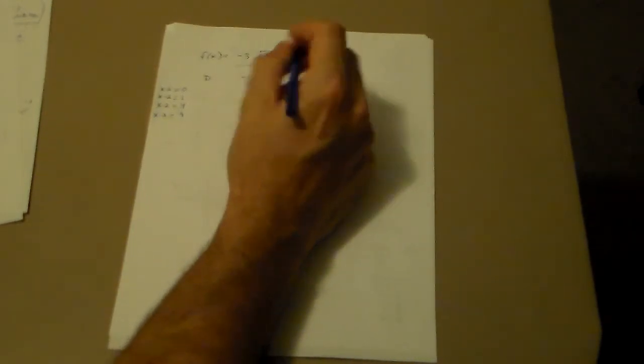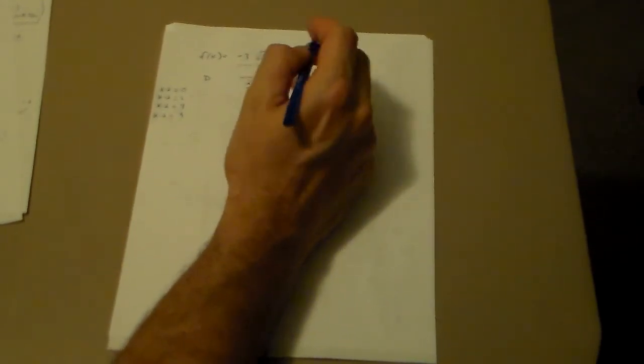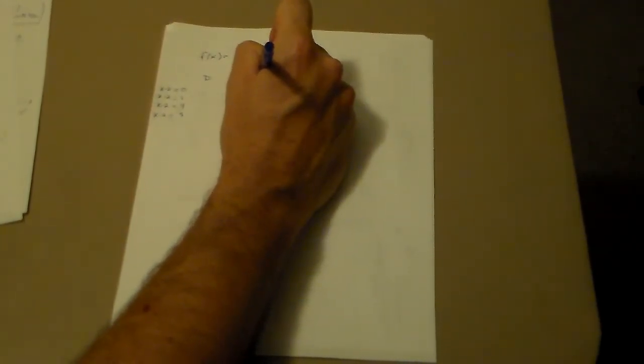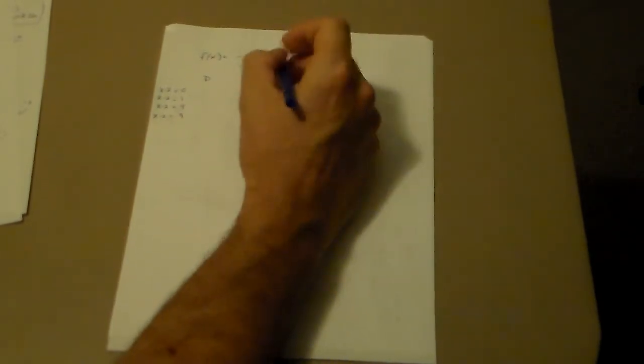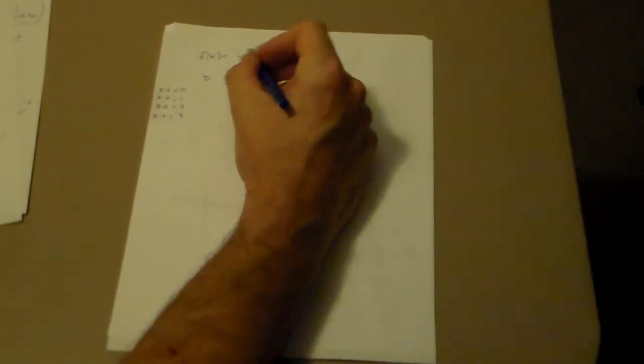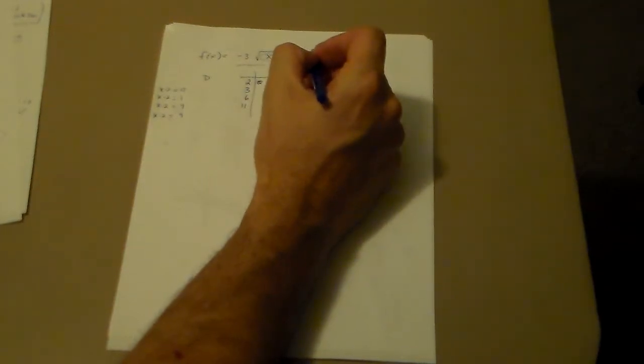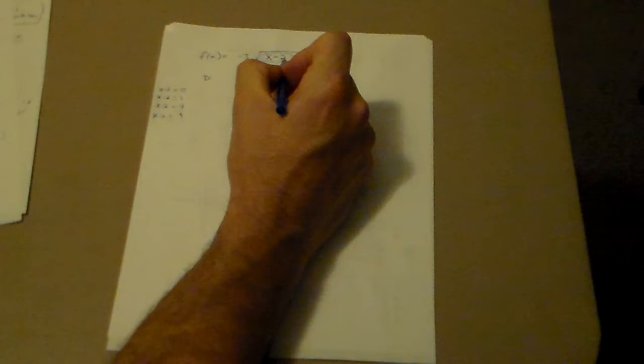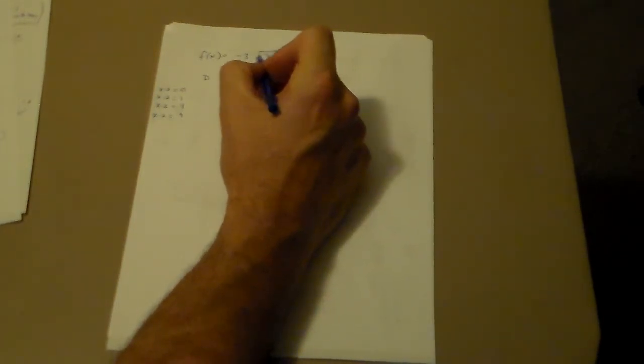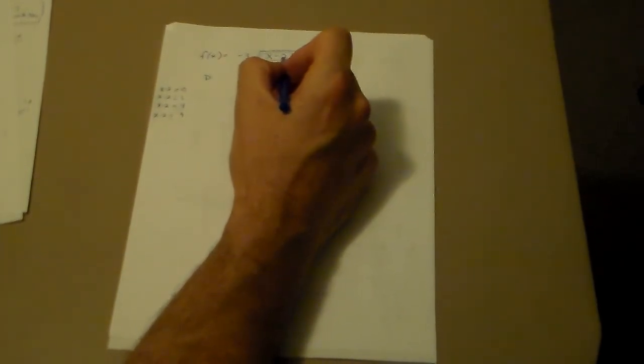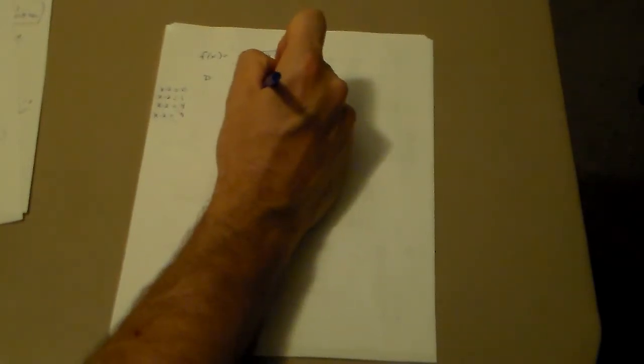Let's look. Put a 2 in. 2 minus 2 is 0. The square root of 0 is 0. Negative 3 times 0 is 0. 0 plus 1 is 1. Let's put a 3 in. 3 minus 2 is 1. The square root of 1 is 1. Negative 3 times 1 is negative 3, plus 1 is negative 2.